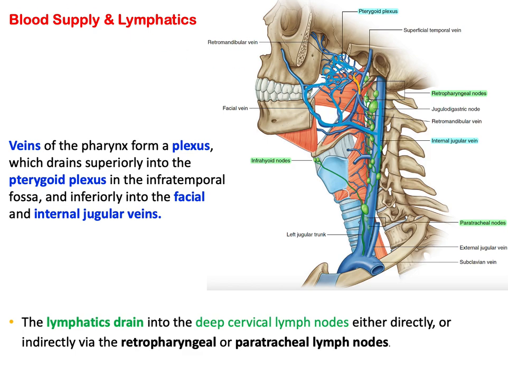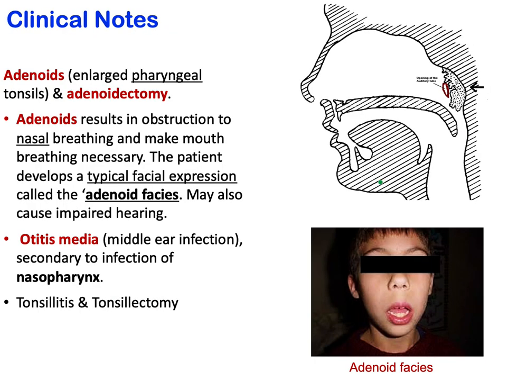Now, what about the lymphatic drainage? Yes, lymphatic drainage would be to the closer ones here, the deep cervical lymph nodes you see here. So, either directly to the deep cervical lymph nodes or indirectly through another node like the retropharyngeal nodes behind the pharynx, or through the paratracheal lymph nodes, and from there to the deep cervical lymph nodes.